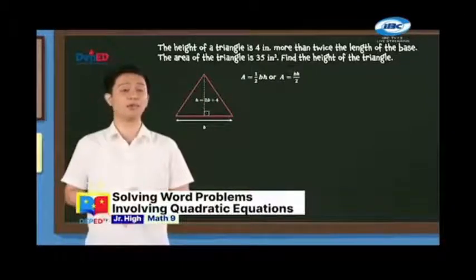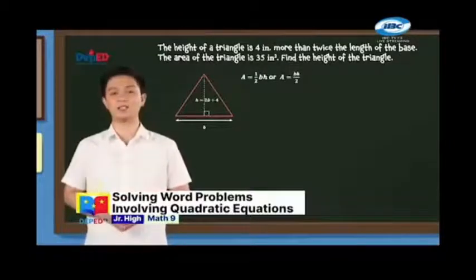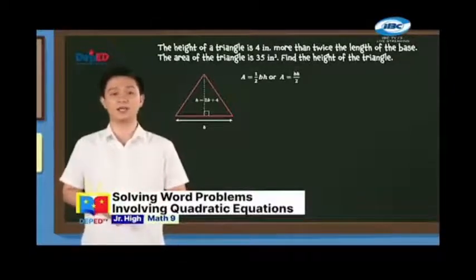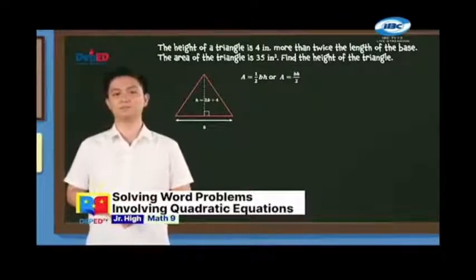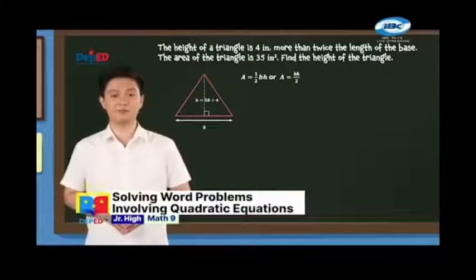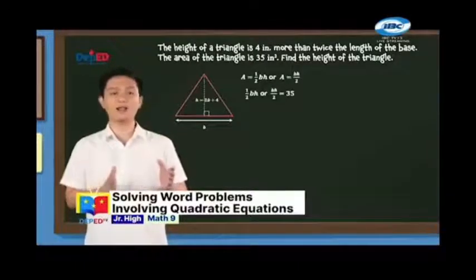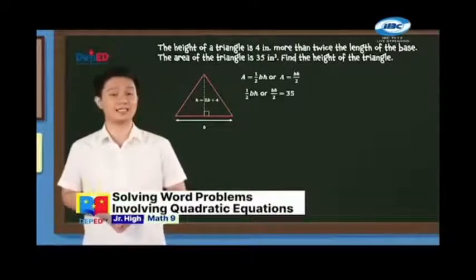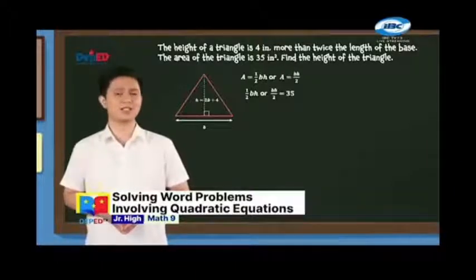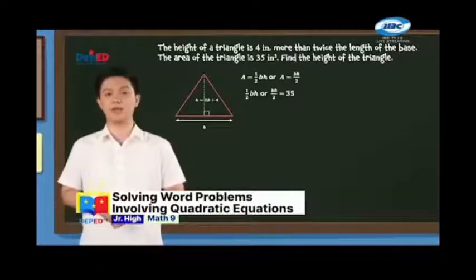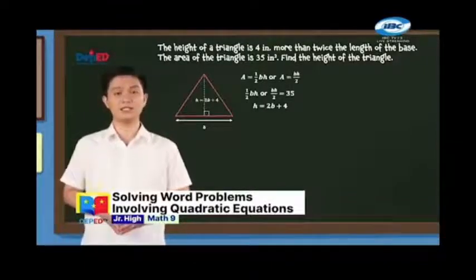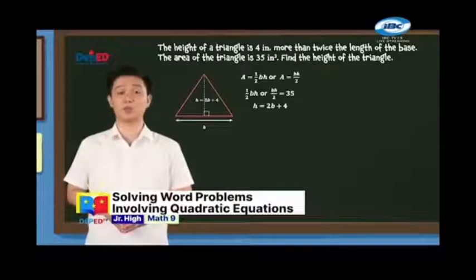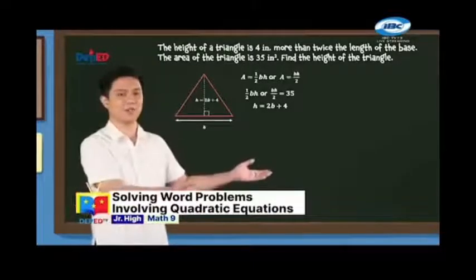Since the base and the height are both in inches and the area is in square inches, we may not include any unit in expressing the given quantities in symbols. The area of the triangle is 35 square inches. It means that 1/2 the product of the base and the height, or when this product is divided by 2, the result is 35. The height is 4 inches more than twice the length of the base. This can be translated into the equation h equals 2b plus 4. In terms of the base b, the area of the triangle, which is 35 square inches, can be described by this equation.